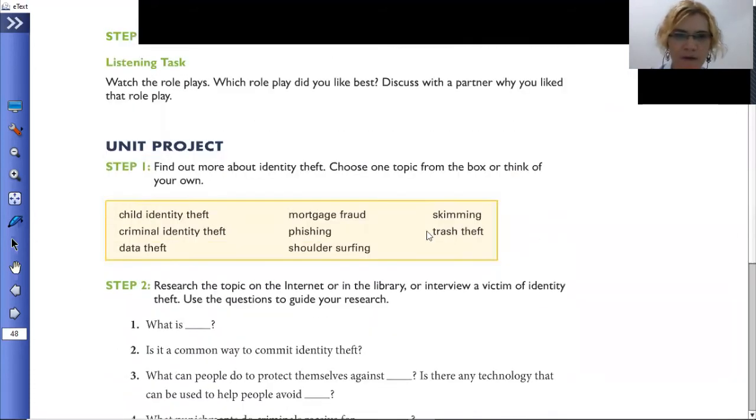And here are also some ideas. Yeah, you can just pick whatever you think is good, yeah? Okay, thank you, Miss. Yeah, you're welcome.